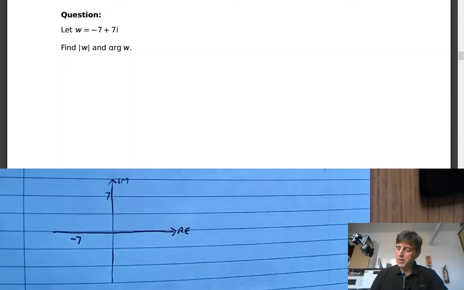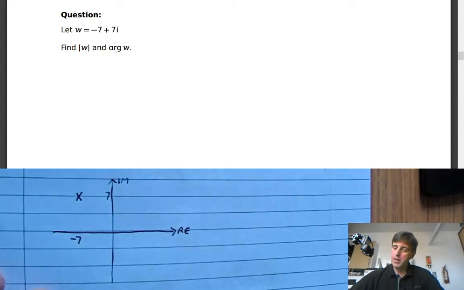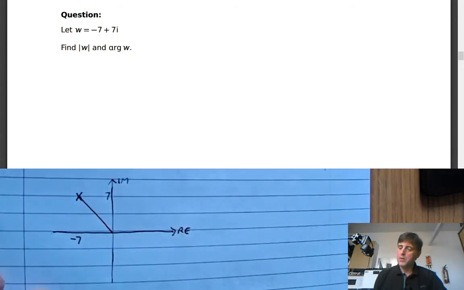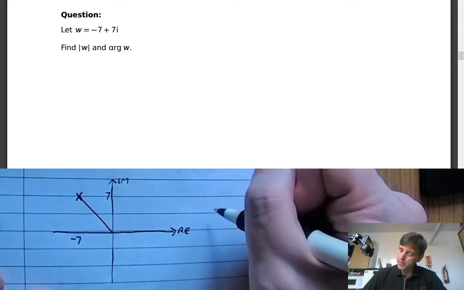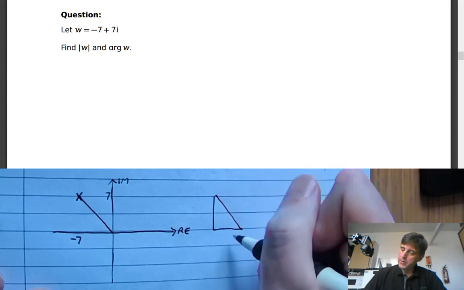Okay, let's check our answer. So I've started to draw the Argand diagram, just a little sketch here. So the complex number w has a real part of -7 and an imaginary part of 7. So on our Argand diagram, it's going to be up here somewhere, and this is the vector that we're interested in. So the triangle that we're going to deal with here, I think we'll look at the triangle with 7 and 7 there.